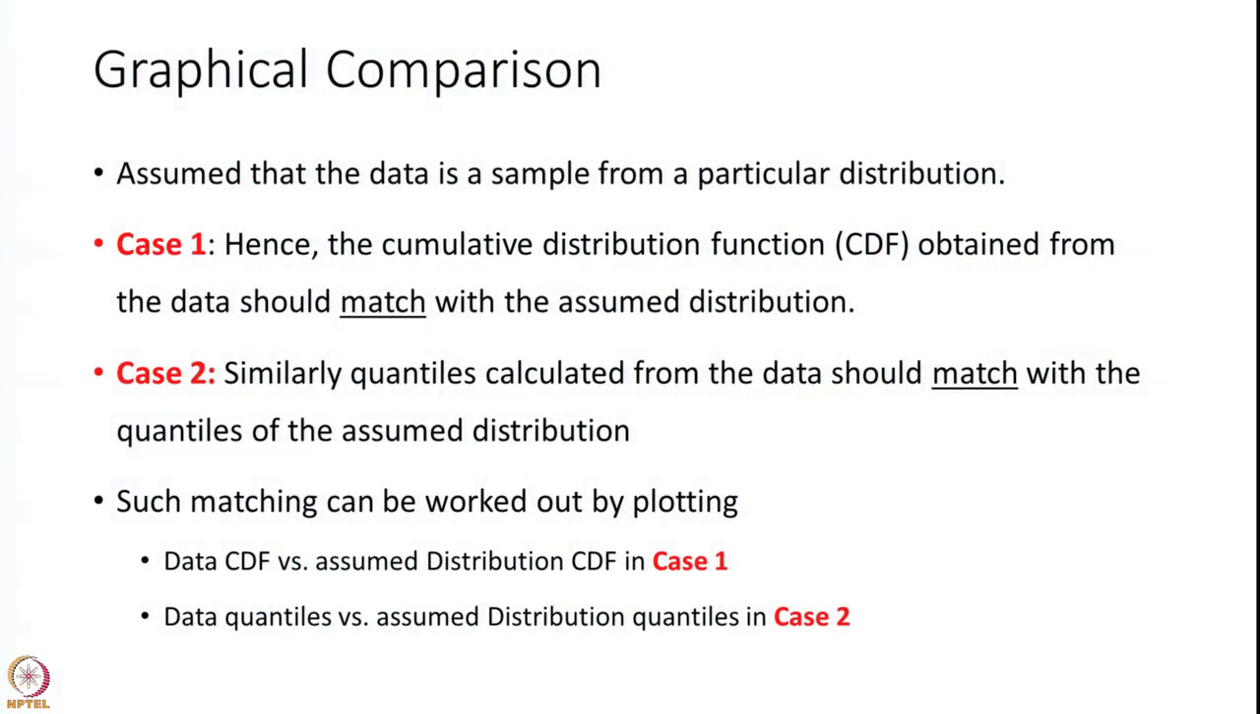Such matching can be worked out in two ways. If you are plotting the data CDF versus distribution CDF, and if both are equal, they should fall on a straight line. So, this is case one. The other one is if you plot data quantiles against the assumed distribution theoretical quantiles, then they should also match and they should fall on the straight line x is equal to y. This is case two.